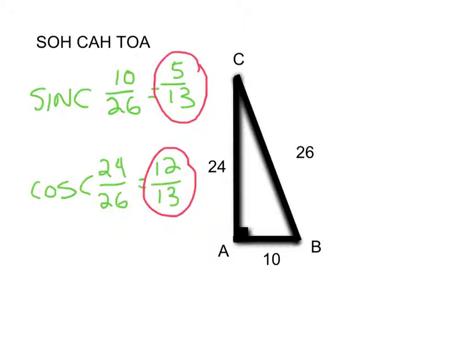And then our tangent, TOA, would be opposite over adjacent. So again, we're going to stay with our C. We'll just go the tangent of C. And this one we're looking for the opposite. The opposite side would be down here over the adjacent. So it would be 10 over 24. And again, we've got to reduce that one. It would be 5/12.